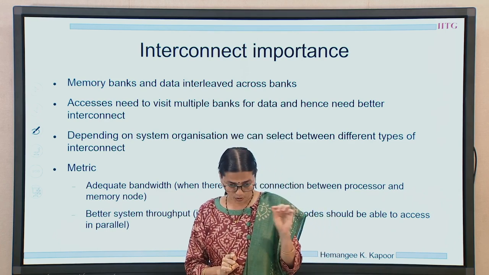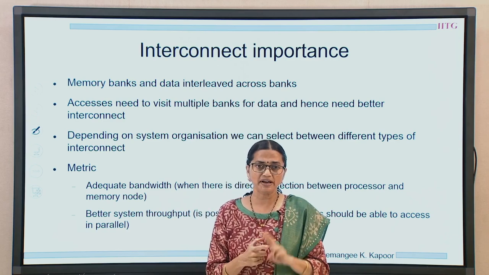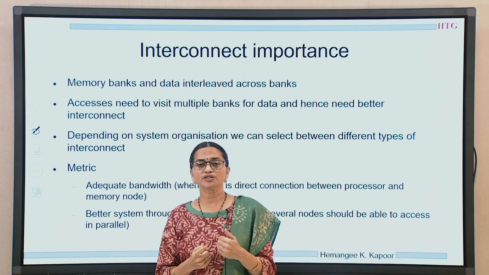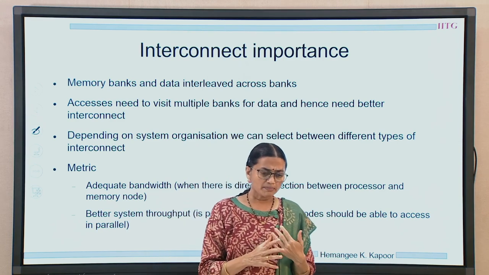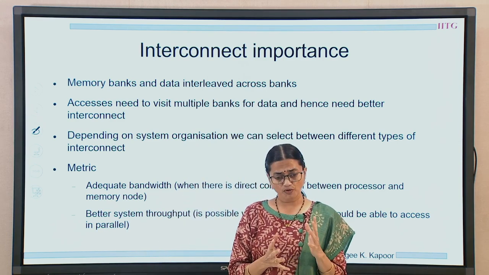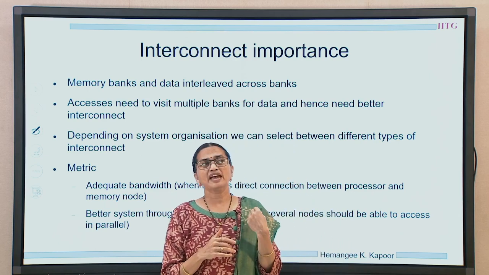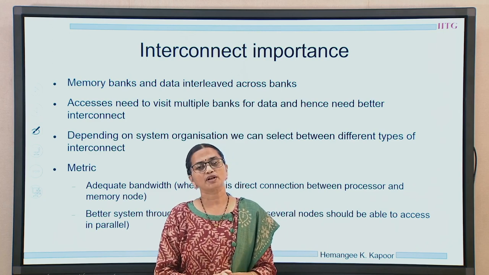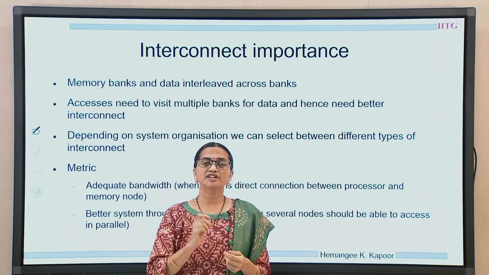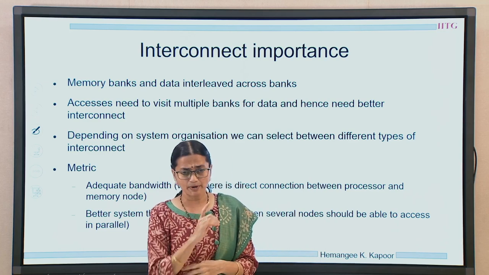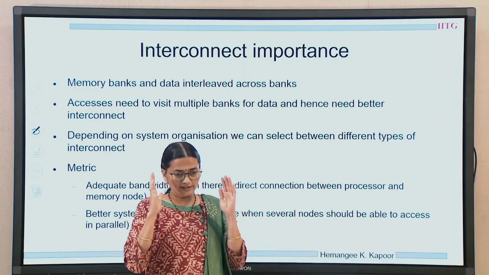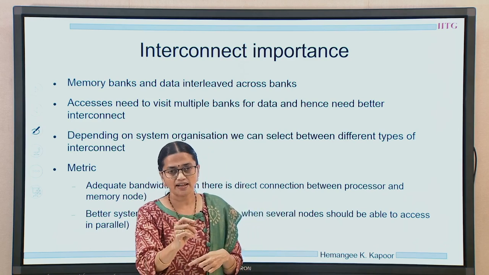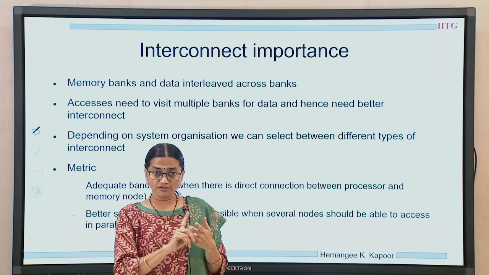Okay. So, goodness of the interconnect is decided by two metrics. One is the available bandwidth and the system throughput. The bandwidth of an interconnect is good, or rather the memory access bandwidth, I would say, which is the same as the interconnect bandwidth available to a processor. This is good if I have a direct connection between the processor and the memory because there is no disturbance. Whatever amount of physical bandwidth is available, that complete bandwidth is available to this connection. So, adequate bandwidth is the first metric.